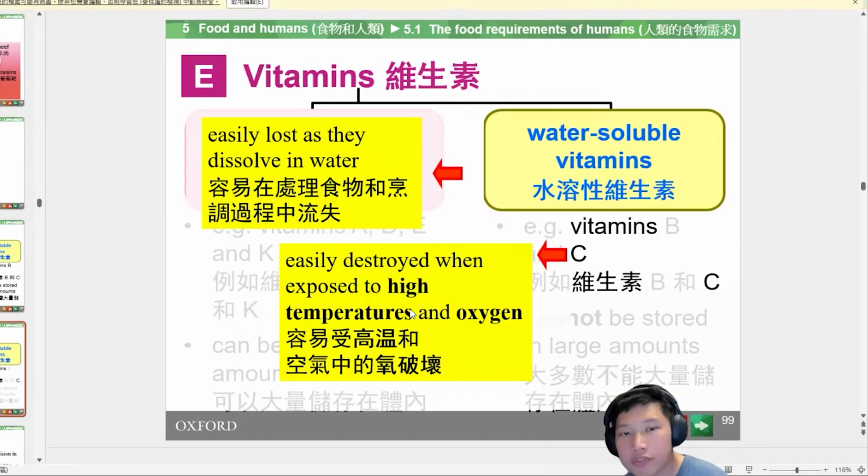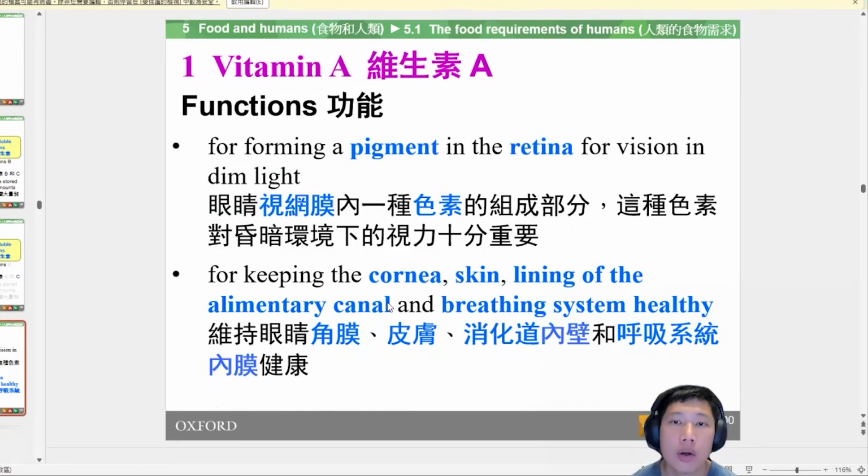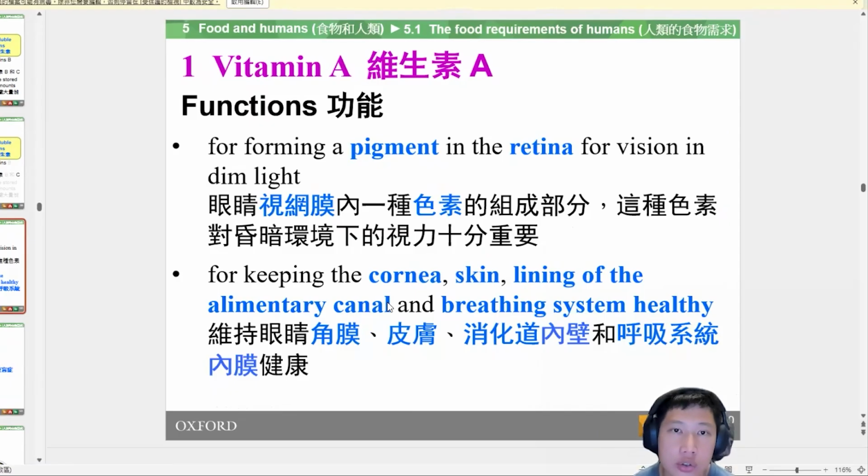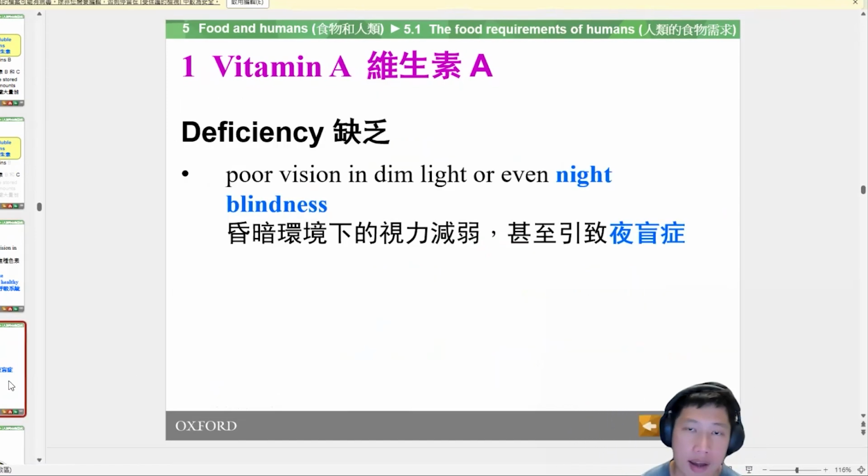Now, for most of the vitamins, they are easily lost when they are dissolved in water, and they are easily destroyed when they are exposed to high temperature or oxygen. So, what are the functions of these kinds of vitamins? In fact, if we lack vitamins, then we may have certain types of deficiency disease.